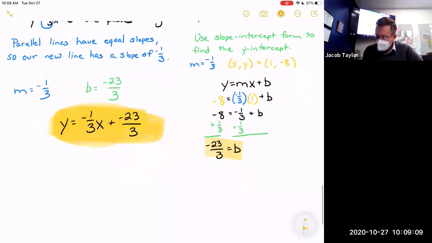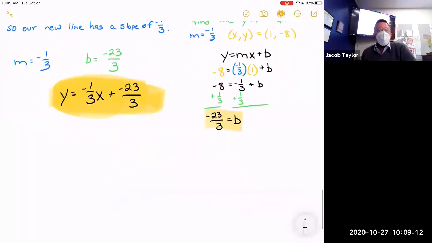Okay. Now, let me show you how to do a similar problem, but instead of parallel, perpendicular.